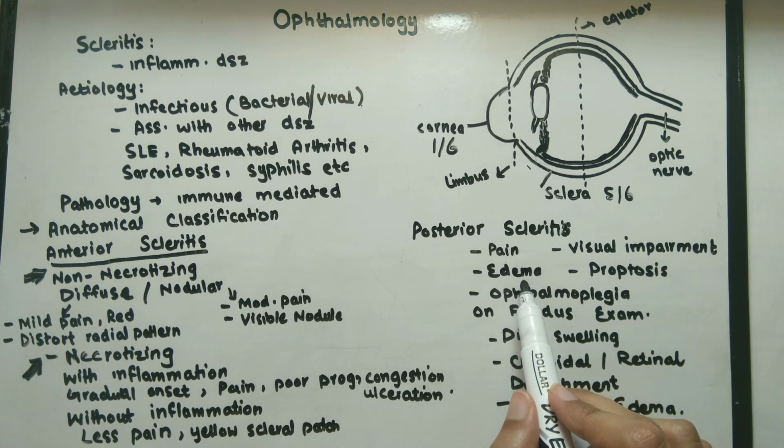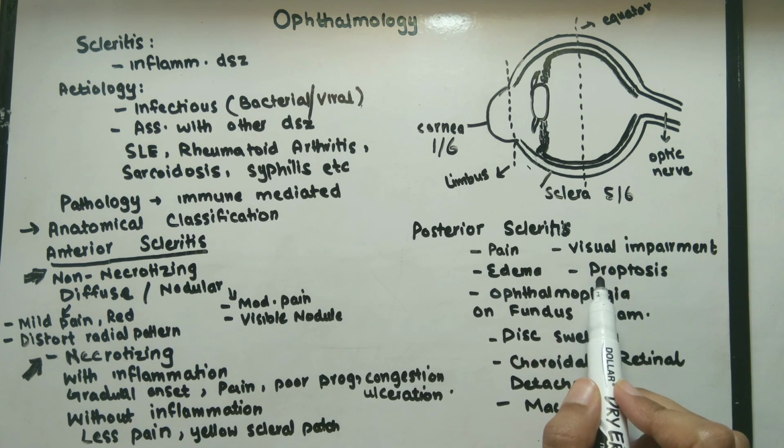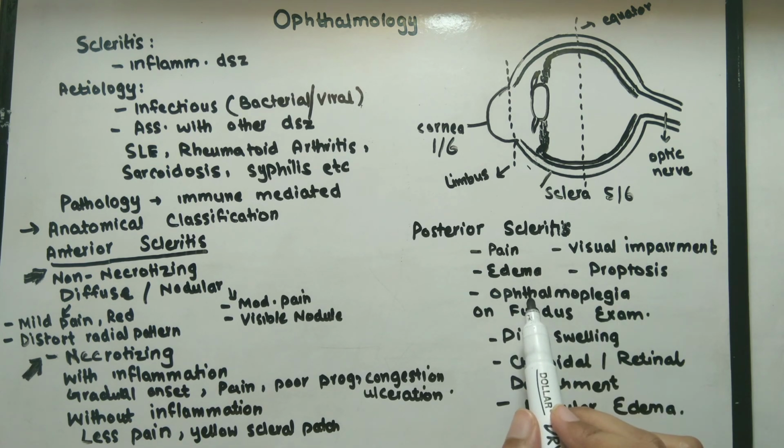Lid may be edematous, proptosis, that means protrusion of the eyeball, may occur. Ophthalmoplegia, which means paralysis or weakness of the eye muscles, may occur. On fundus examination, disc swelling, choroidal and retinal detachment, macular edema, these all can be seen.